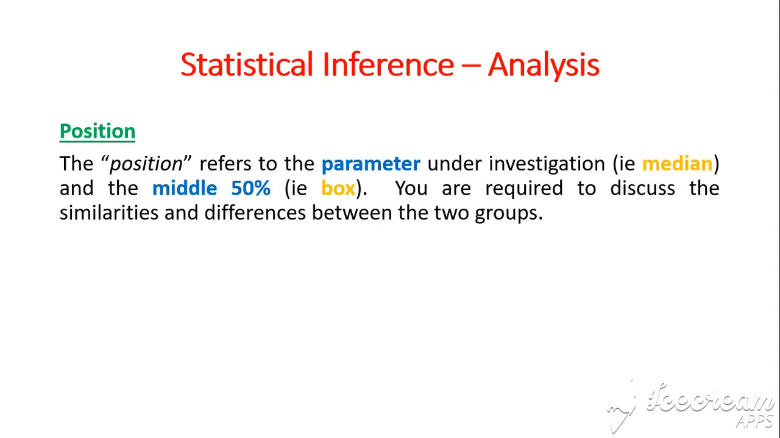Let's start with the position. The position refers to the parameter that is under investigation that you chose in your problem. And we are strongly encouraging you to work with the median. But it also refers to the middle 50%, i.e. the box in the box and whisker. And you are required to discuss the similarities and differences between the two groups.